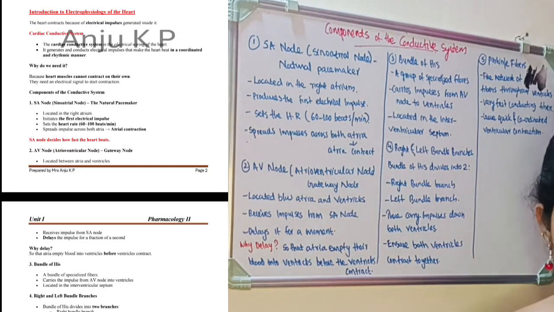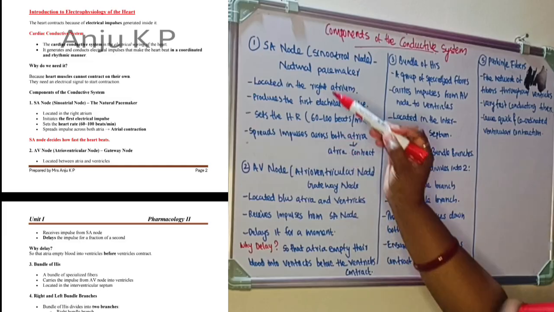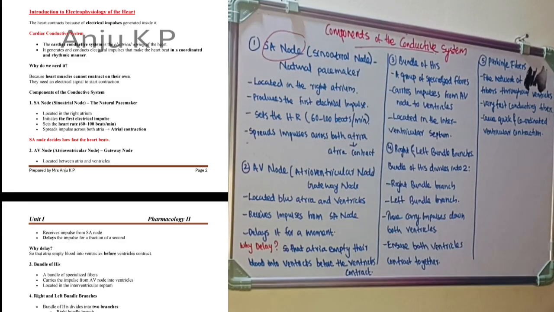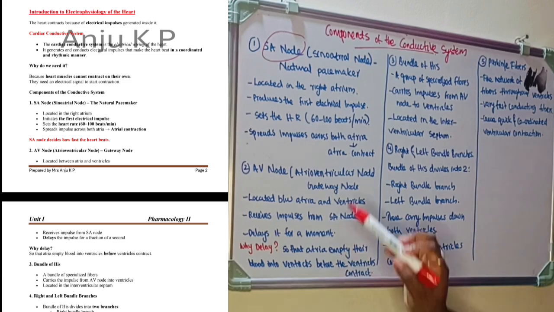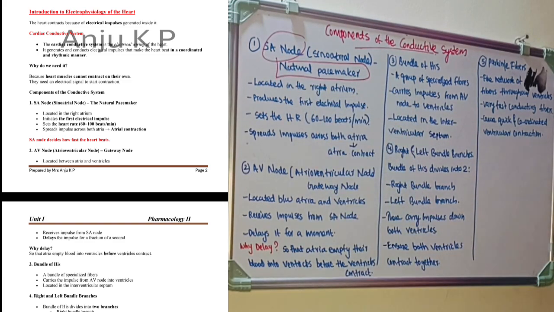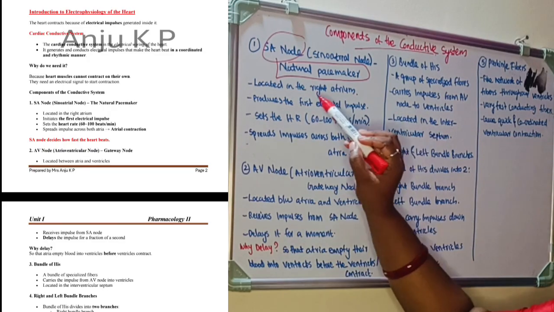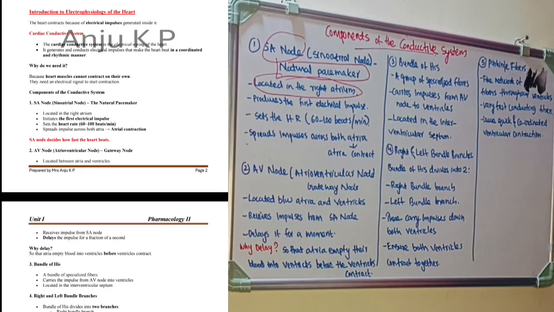We have seen about the conductive system, right? Now we will talk about the components of the conductive system. So the first one is the SA node. SA node means sinoatrial node. This is called the natural pacemaker. It is located in the right atrium. It produces the first electrical impulse.